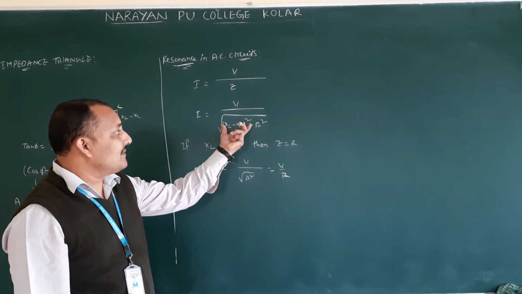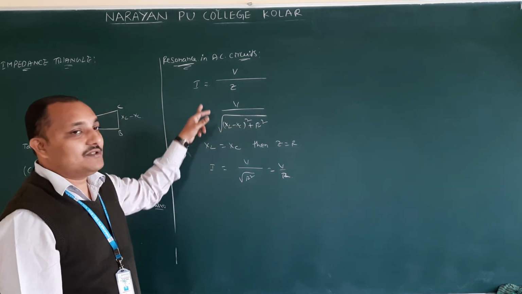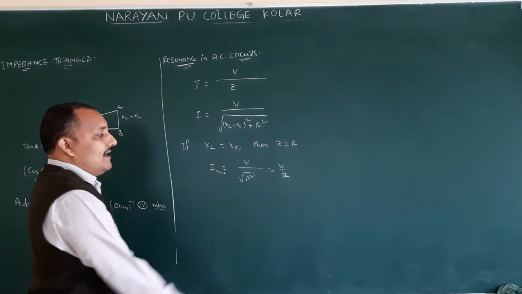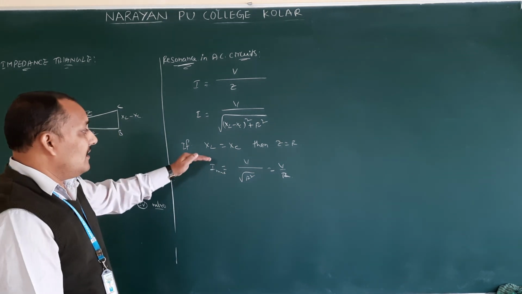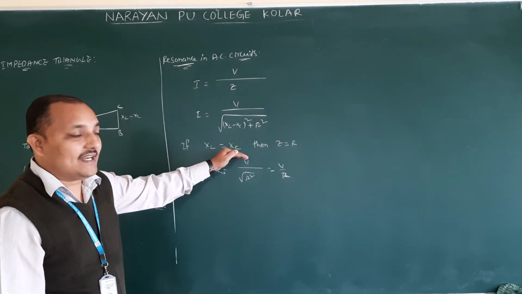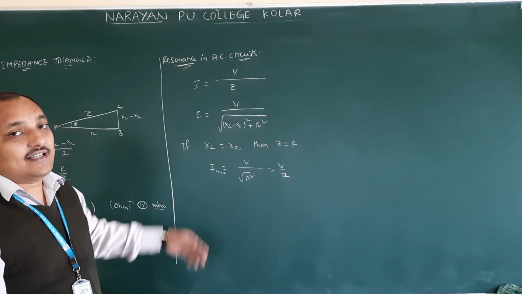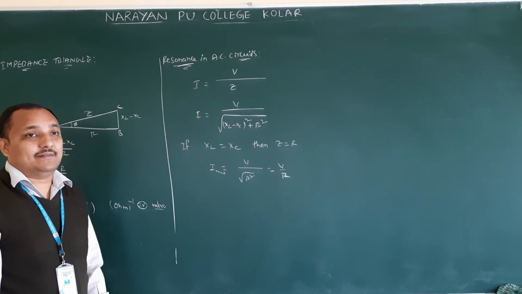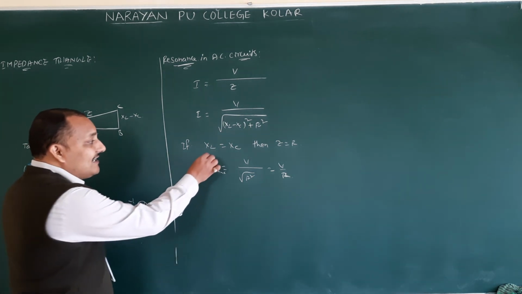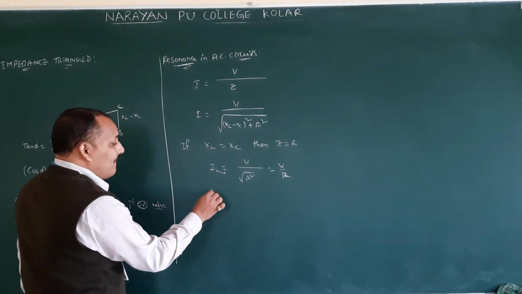So impedance, that is nothing but resistance, is going to become minimum if XL is equal to XC. If impedance is minimum, then this term is going to become maximum, isn't it? I maximum. So whenever inductive reactance is equal to capacitive reactance, the current in the LCR circuit is going to become maximum.